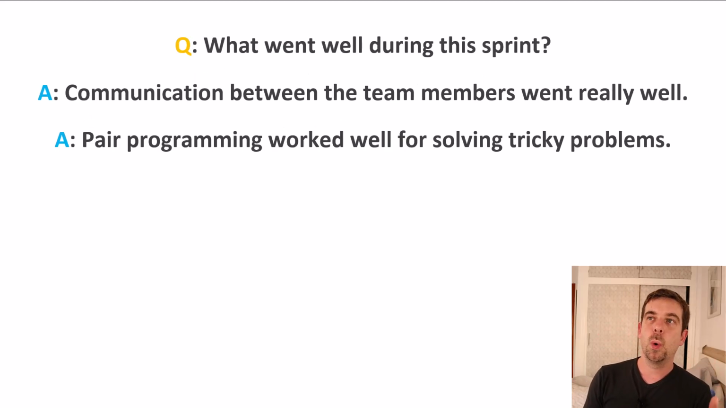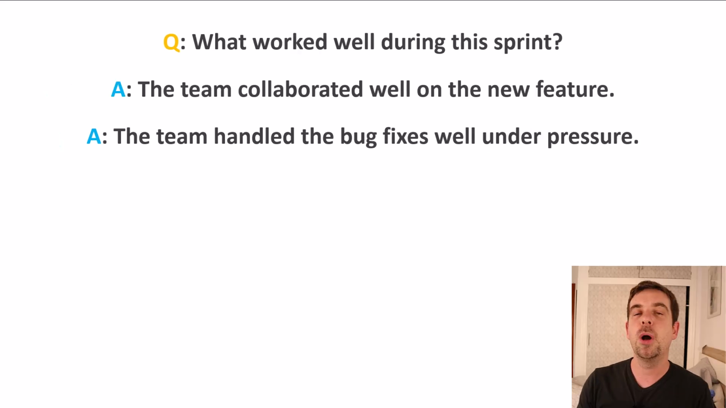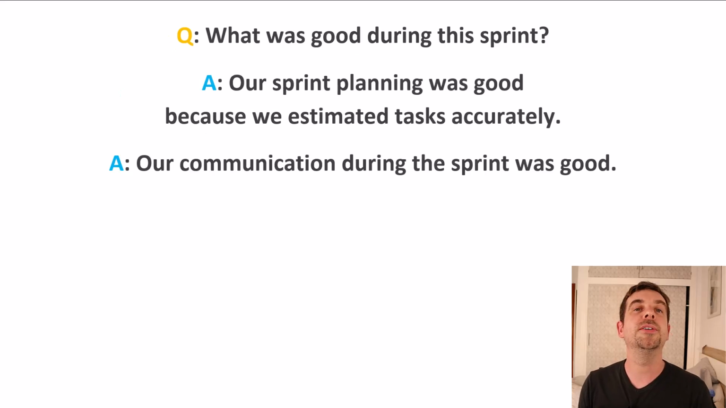So some examples. What went well during the sprint? Communication between the team members went really well. Pair programming worked well for solving tricky problems. What worked well during the sprint? The team collaborated well on the new feature. The team handled the bug fixes well under pressure. What was good during this sprint? Our sprint planning was good because we estimated tasks accurately. Our communication during the sprint was good. So that difference again between well and good, that good is describing a noun or a thing.